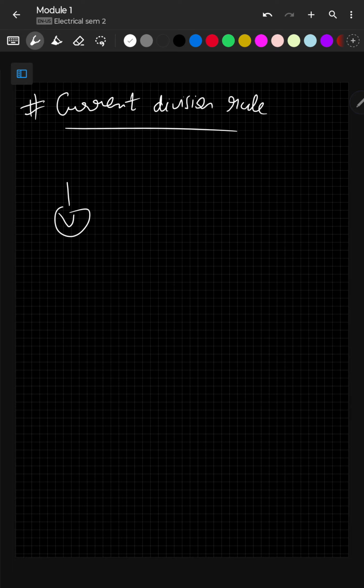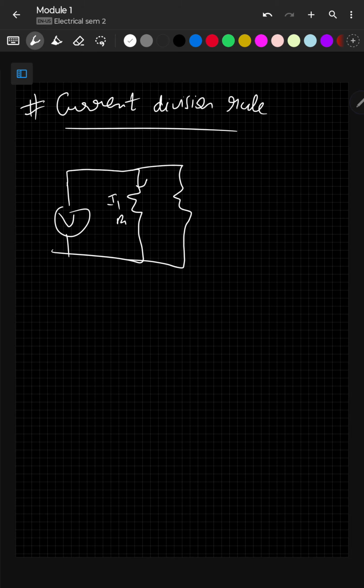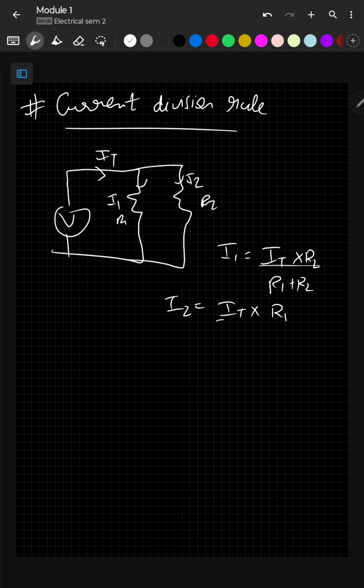So quick diagram I'll draw. This is obviously going to have a current I1 and R1. This is going to be I2, R2 and I total. We can apply it only when two resistors are connected in parallel here. So we want to know I1, that is going to be I total into the opposite resistance by R1 plus R2. And I2 will be I total into the opposite resistance by R1 plus R2. Or you can just write I2 is I total minus I1.